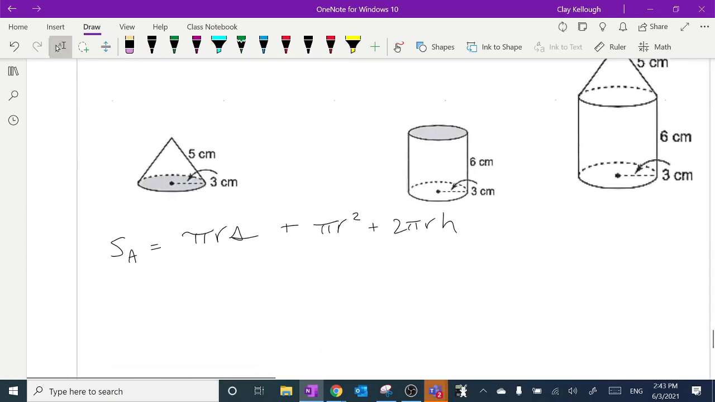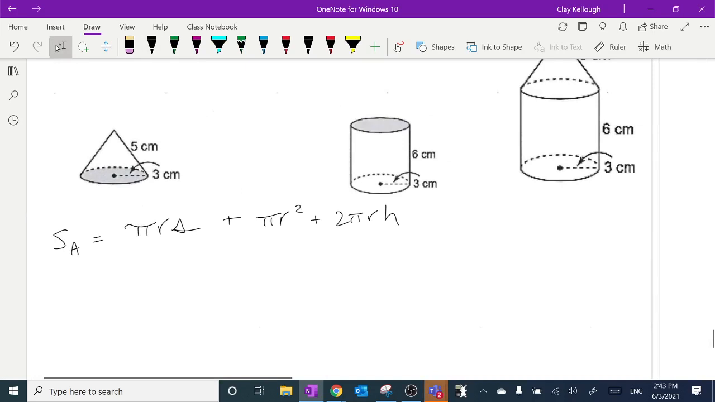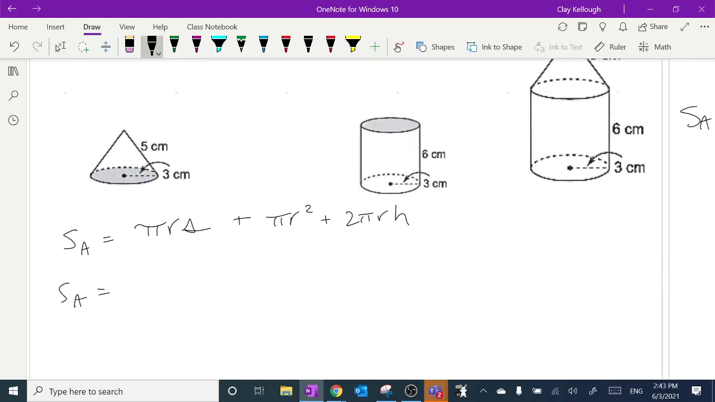And now we put in the numbers. I think I have everything I need, right? I have pi times radius times my slant height, plus pi times this radius, which had better be the same, plus 2 times pi times 3 times 6.